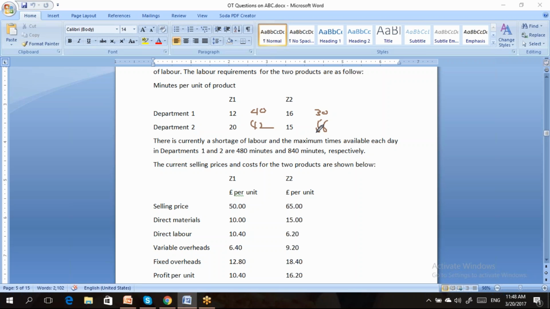So now we know department 1 is our problem area, right? How do we know? Because department 2 can go to 42 and 56, but department 1 we have to stop at either 40 or 30. So now you work out the contribution per Z1 and Z2 per unit. Can you quickly work out the contribution per Z1? Z1, what is the contribution per unit?